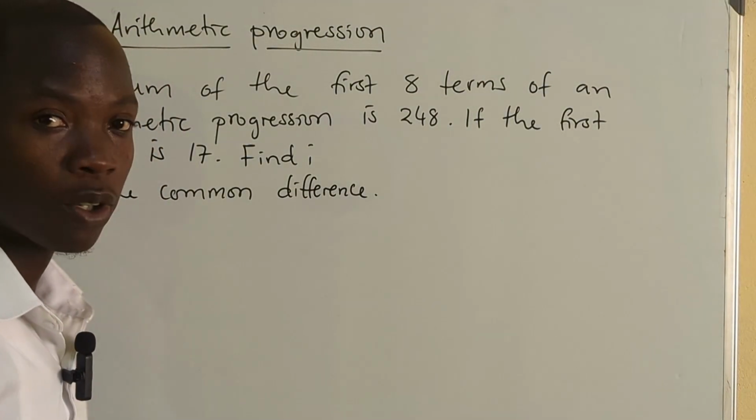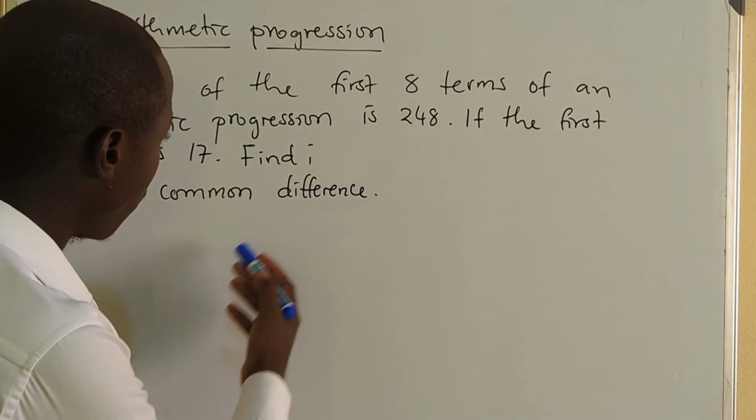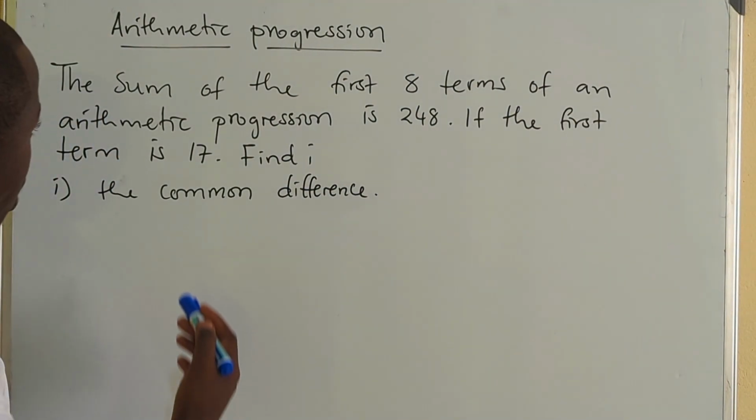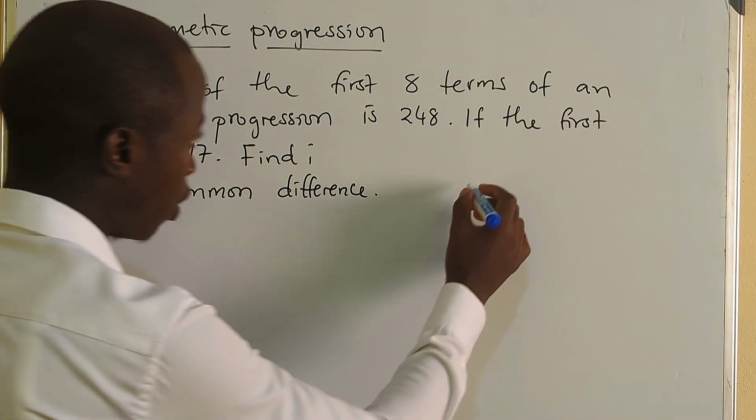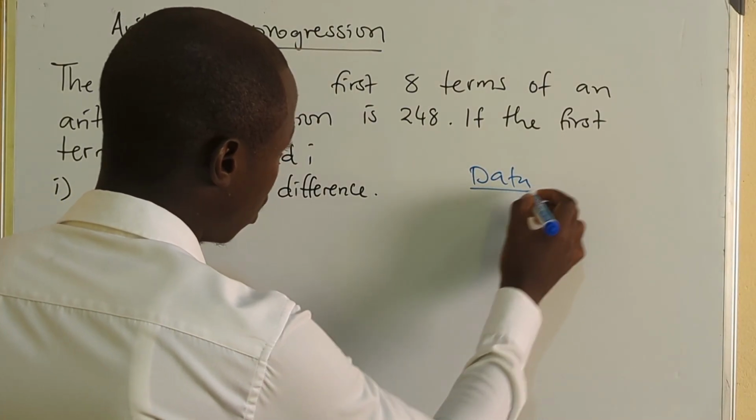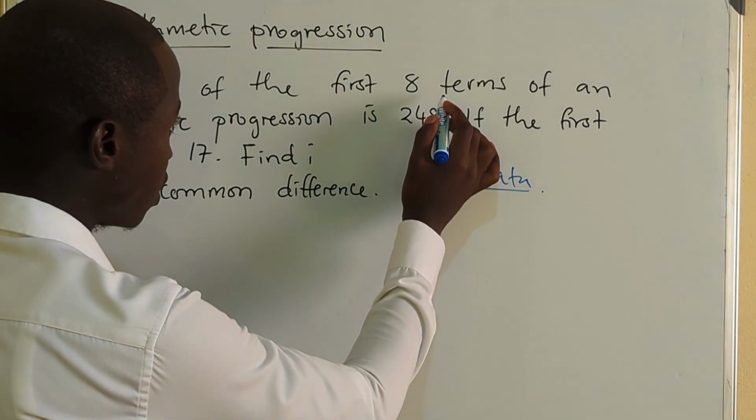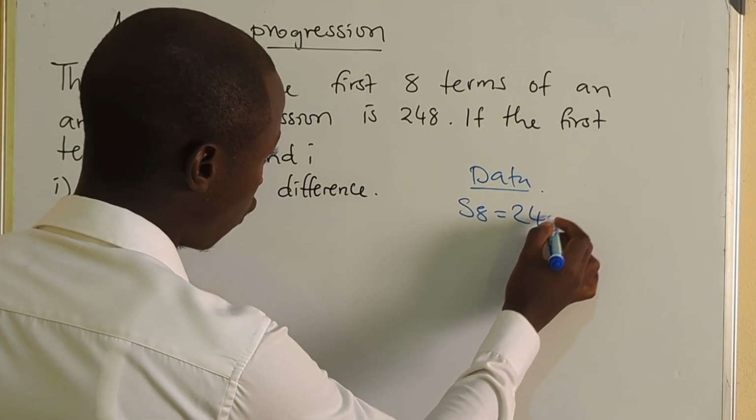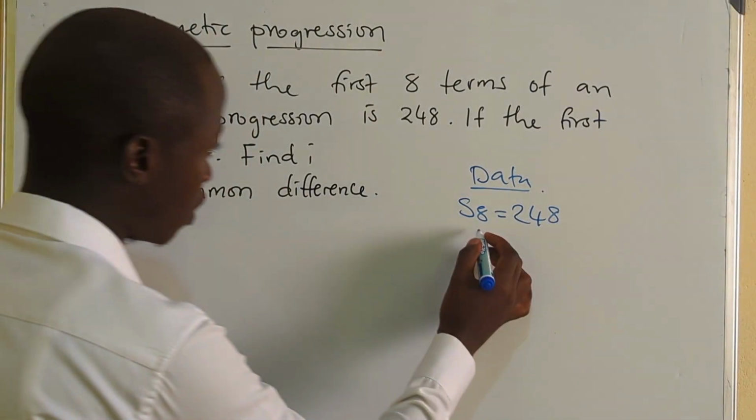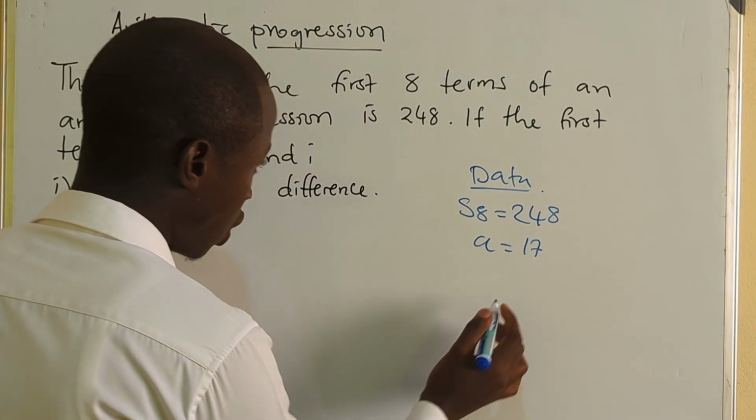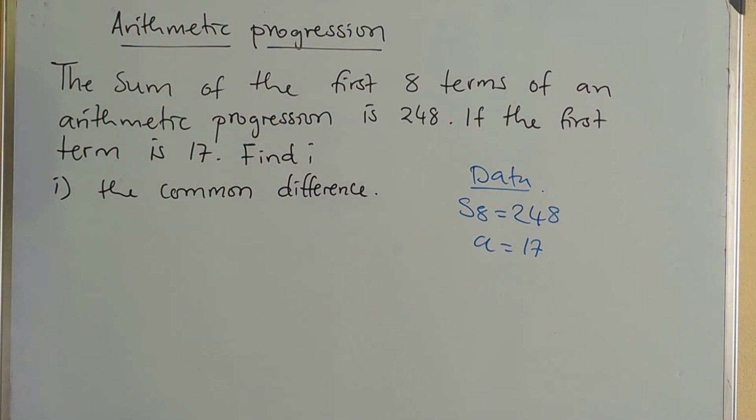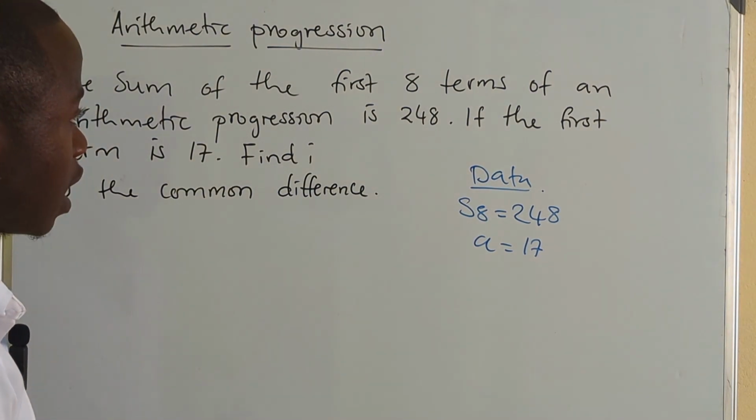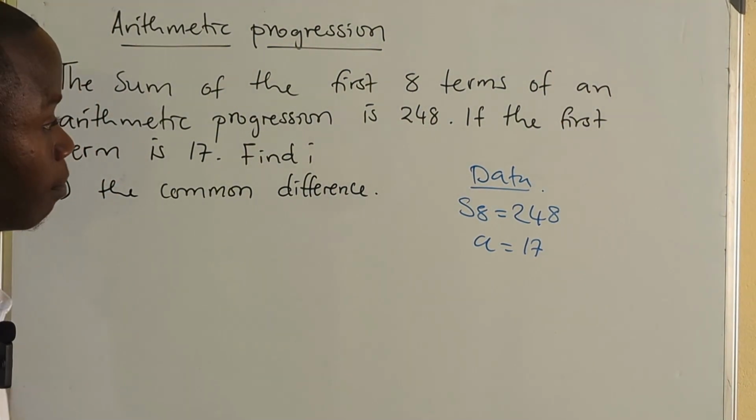In the previous episode, I said that when finding the common difference, you subtract any term from its preceding term. Now, if we check in the statement here, when we collect data, we have been given the sum of the first 8 terms to be 248, and also the first term, which is 17. So with the data that we have, we cannot use the idea of subtracting any term from its preceding term.